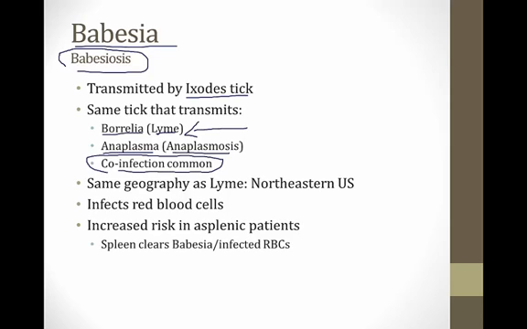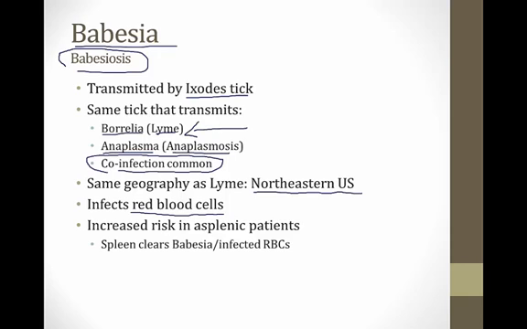And a common board question is to describe a classic Lyme patient and ask you what other infection you need to worry about, and the answer is Babesia. Babesia has the same geography as Lyme. It happens in the northeast United States, so places like Connecticut and Massachusetts and New York. It infects red blood cells, and this is similar to Plasmodium, which infects red blood cells and causes malaria.